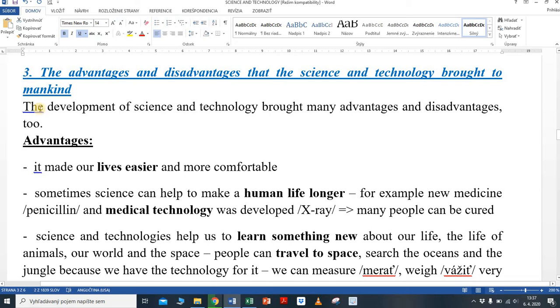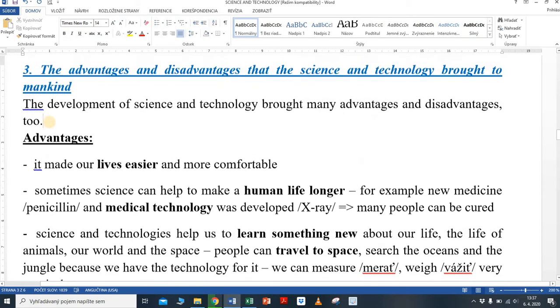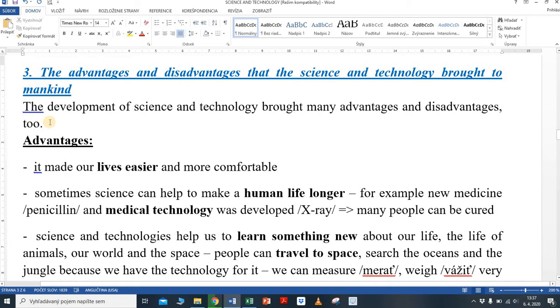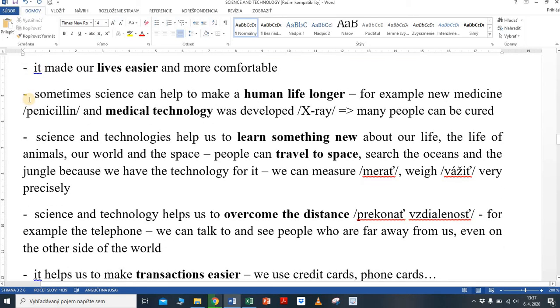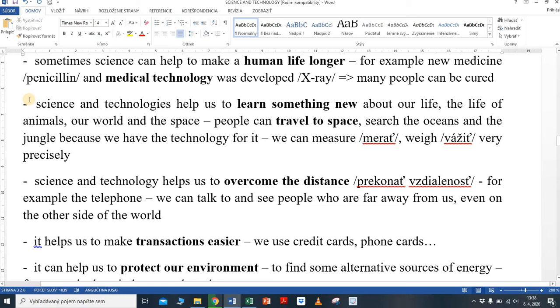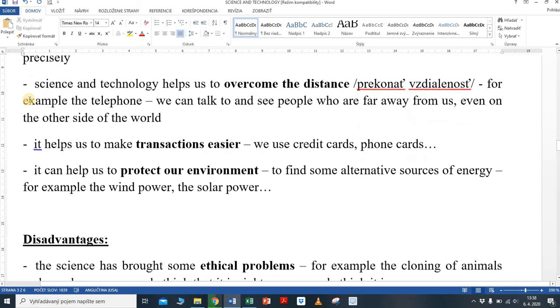The third part of this text for you deals with the advantages and the disadvantages that the science and technology brought up to mankind. Please read all that advantages connected with easier life, with making the human life longer, connected with the improvements in medical technologies. We have learned a lot of new things about life, about the nature. Science enabled us to travel to the outer space.